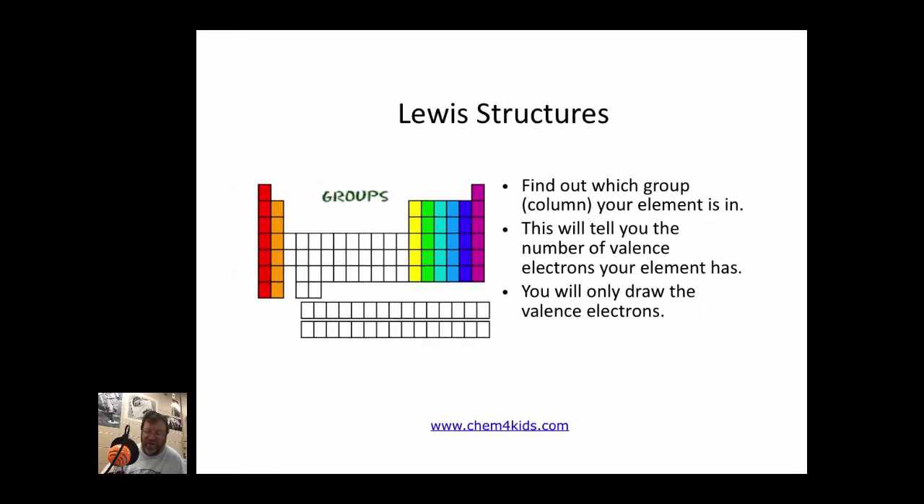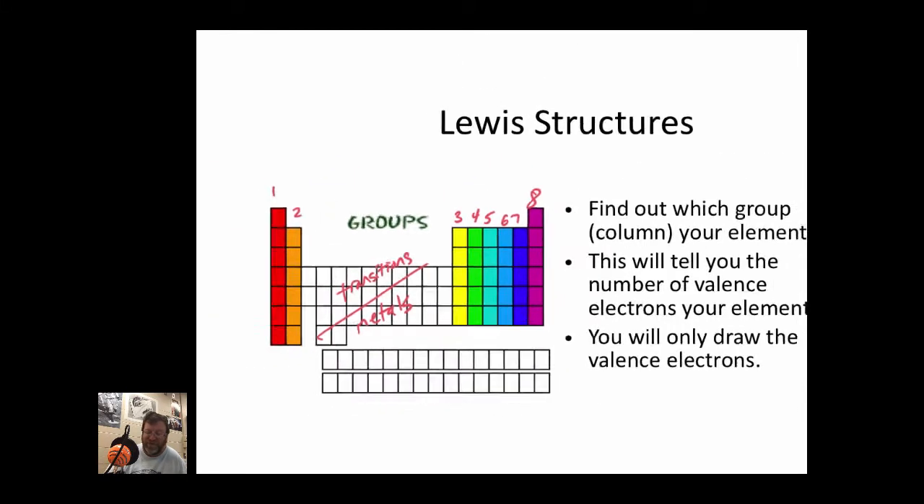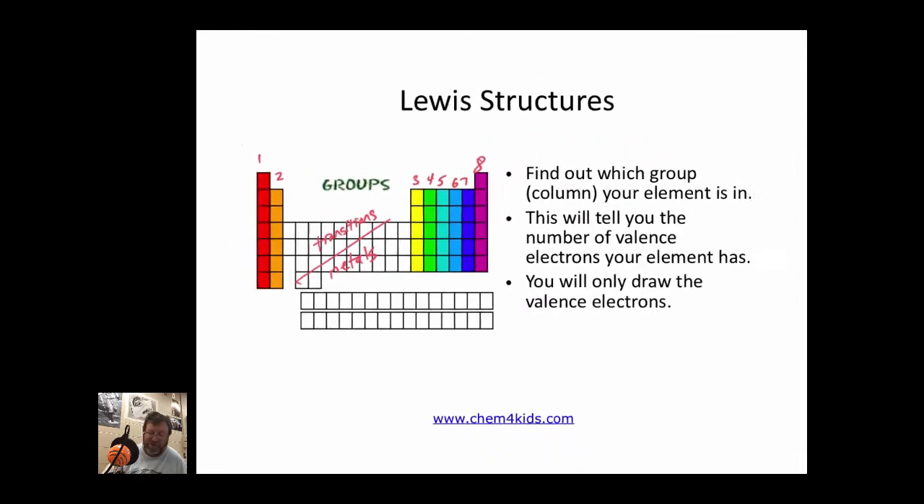Right here, I've got all of these colored. I've got the first, second, 13th actually has got 3 valence electrons, 4 valence electrons, 5, 6, 7, 8. These are the transition metals. They actually have variable structures, so the same atom can actually have different structures depending on things. So we're going to skip right over those.